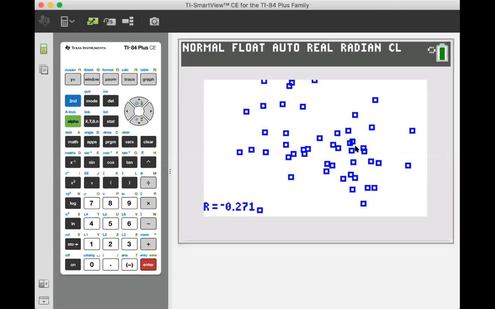Okay, this is the sample estimated linear correlation coefficient. Remember, in the population, it was 0. In the sample, it is not anywhere near zero, but it's not extremely large either. It's negative 0.271, okay?